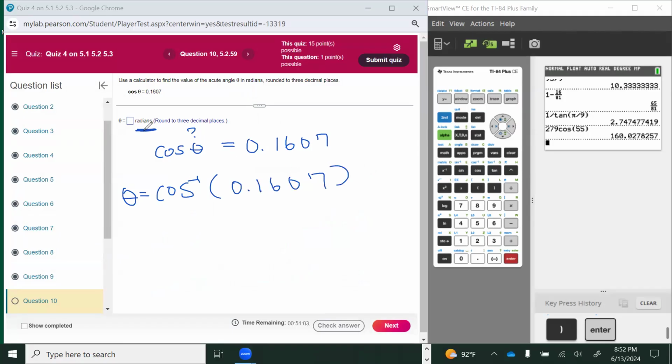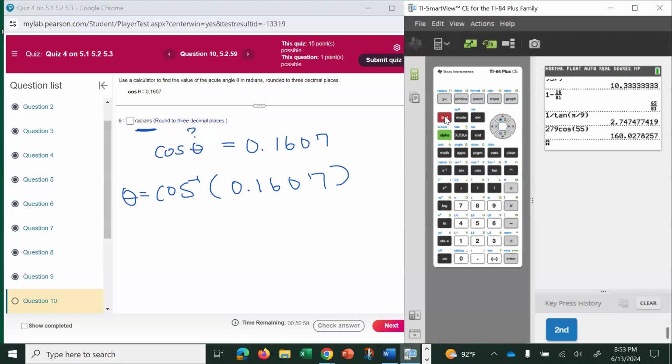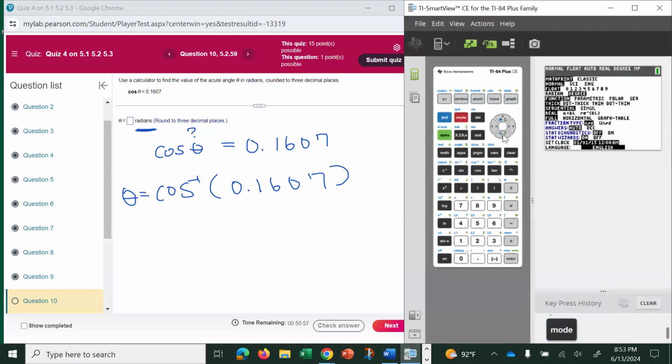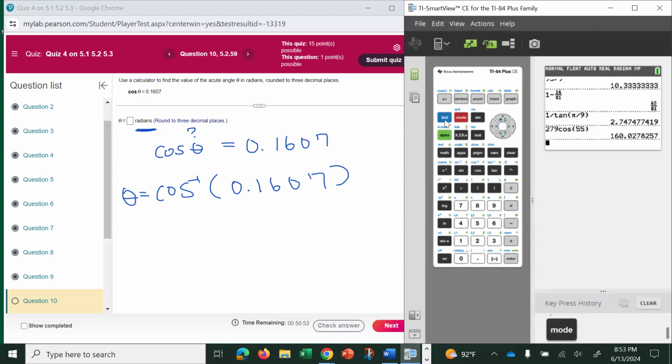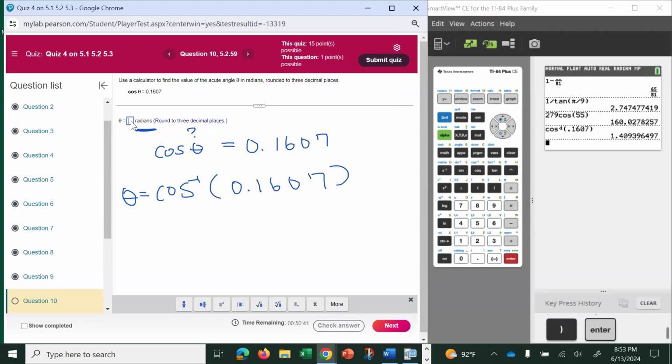We need to be in radian mode. So go back to your calculator and say mode, choose radian, and go to the main screen. So your inverse function is above your cosine, and we would do inverse cosine of 0.1607. And then that would be giving us the radian of 1.409 because it asks us to round to 3 decimal places.